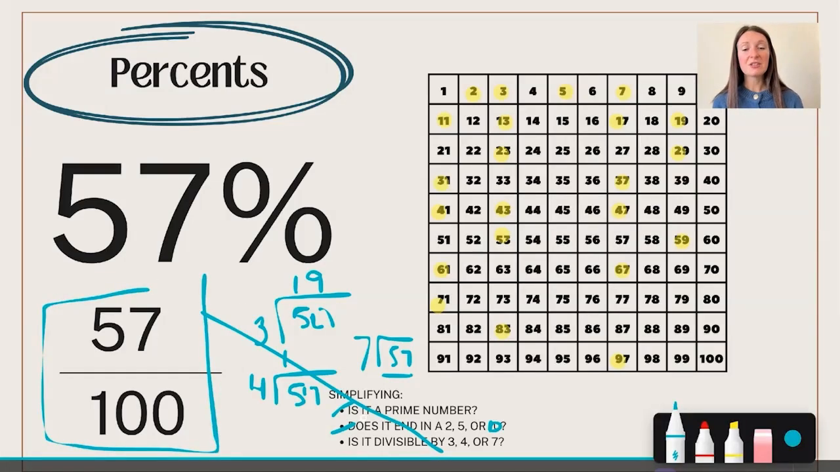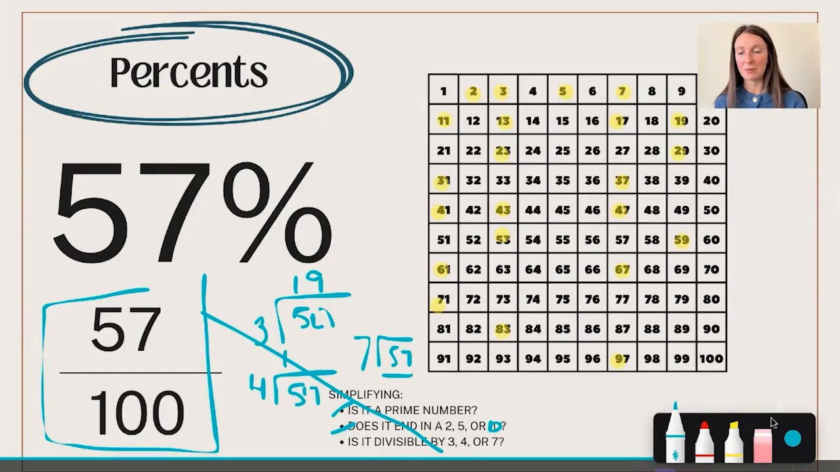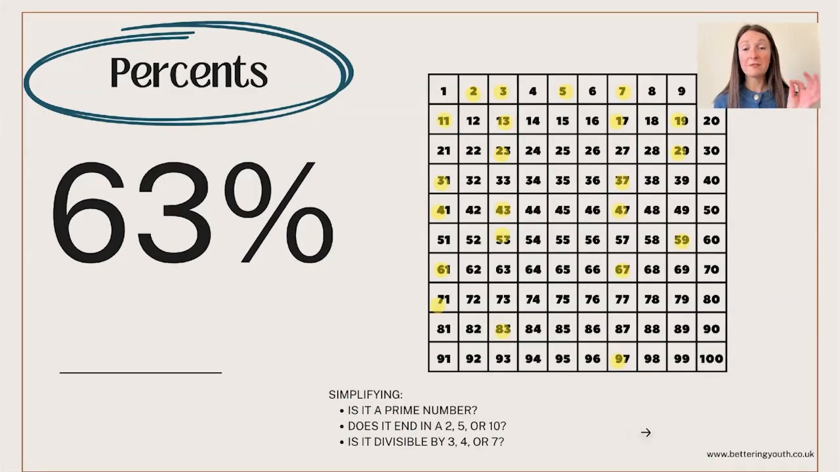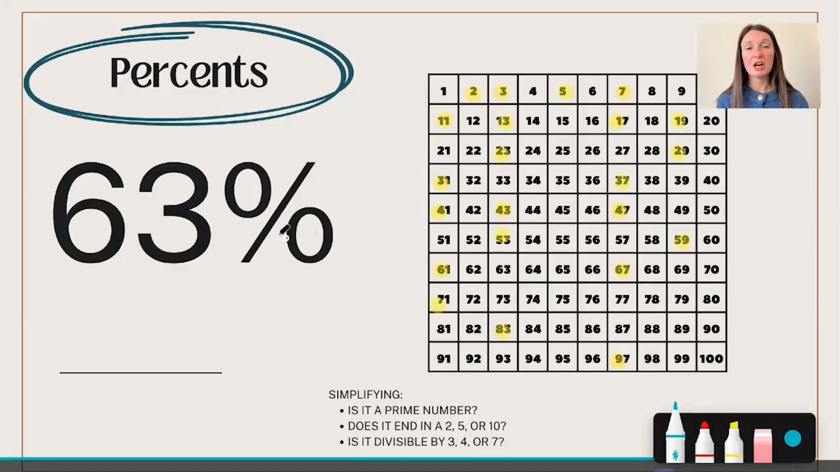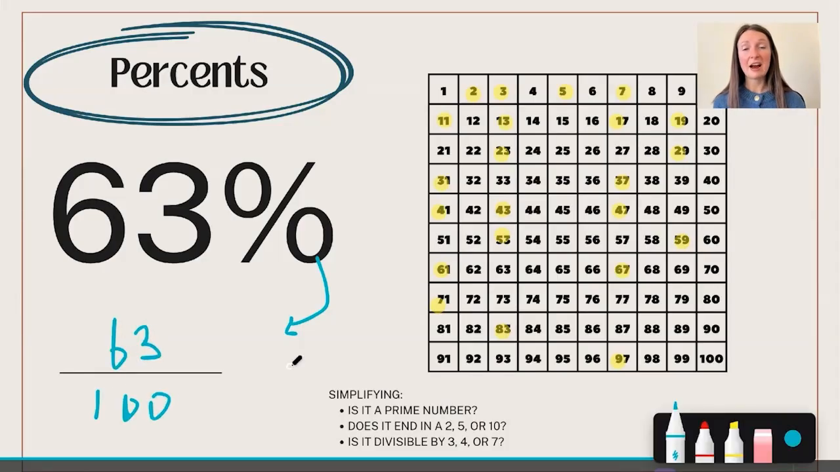So that's why it's so important for us to know our times tables and to understand which numbers are prime numbers as well. Let's look at another question. Let's look at 63. First question, or the first step that we have to do, is turn our percent into a fraction. So we said we put it over 100. Okay, now we need to decide if we're going to simplify.